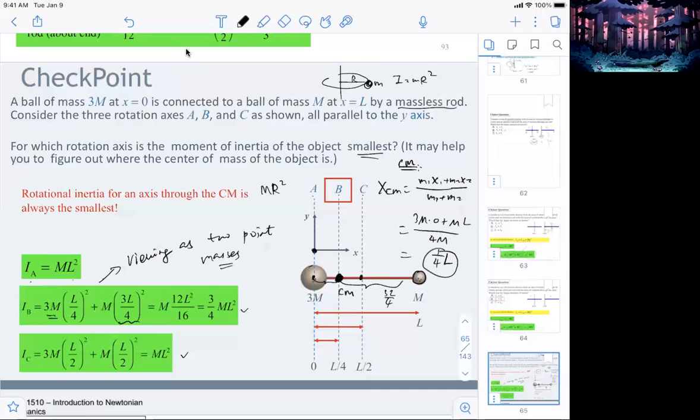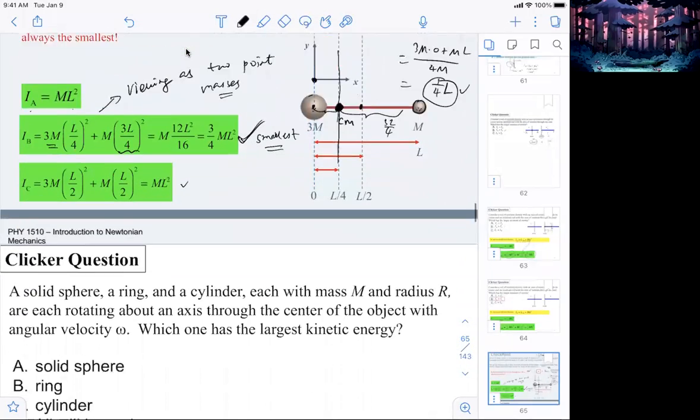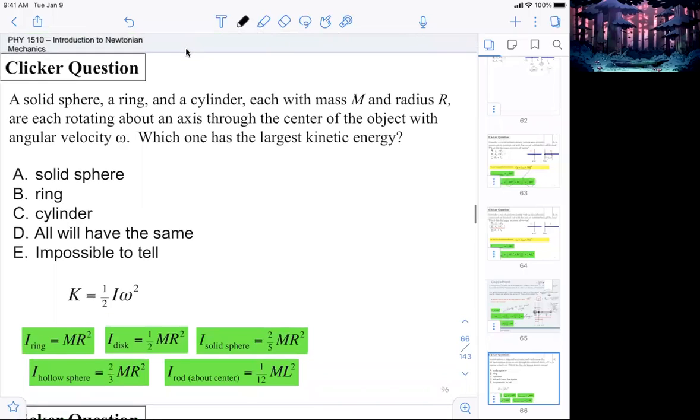So of course, if you rotate it relative to the center, this is going to give you the smallest rotational inertia. So this one would be the smallest. Either way, you can calculate the center of the mass and know this is smallest. If you calculate each one of them, you can rank them one by one.